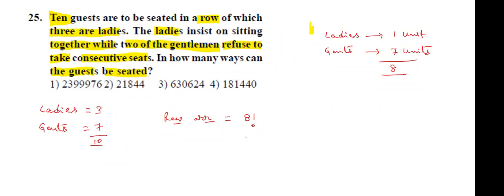In this arrangement, 2 particular gents sit together, then they didn't sit together, not sit together. There are 2 chances, but we need those 2 persons cannot sit together. And see here, 8 units we are arranged in 8 factorial, but 3 ladies we are treated as 1 unit. 3 ladies can sit among themselves in 3 factorial.